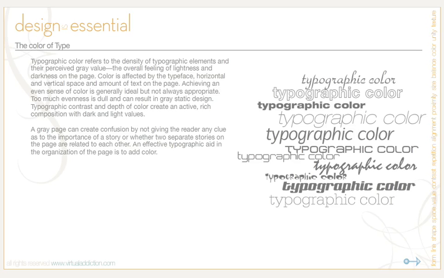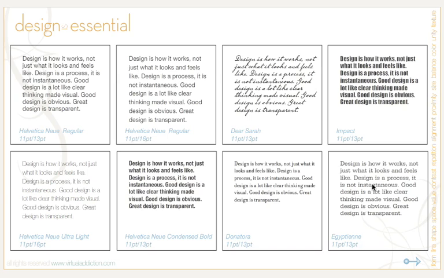An effective typographic aid in the organization of a page is to add color simply by affecting how you place the text on your page. Let's look at a couple of examples. You can see in here the things that actually make color.